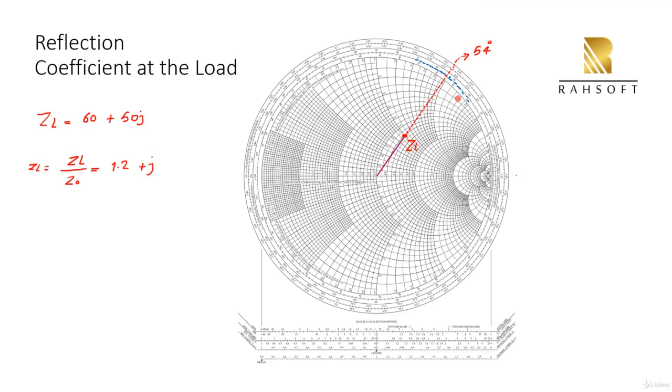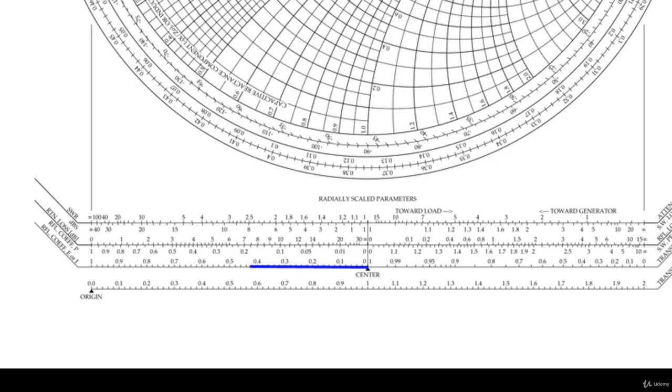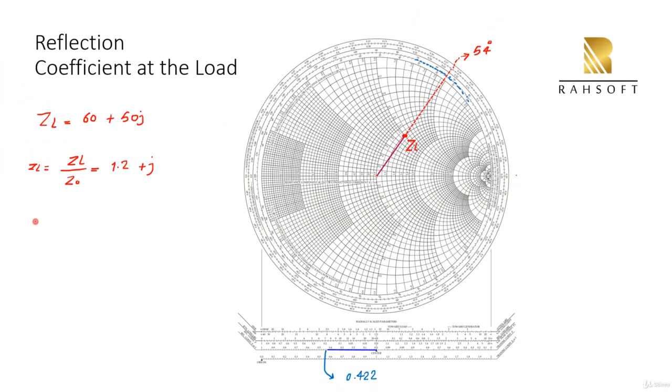Let's find the magnitude. For the magnitude, we have the blue line. We just have to use the blue line on our scale, and it says reflection coefficient magnitude here. So if you find this point, it's going to be 0.422. So the reflection coefficient consequently is going to be equal to 0.422, which is our magnitude, with an angle of 54 degrees.